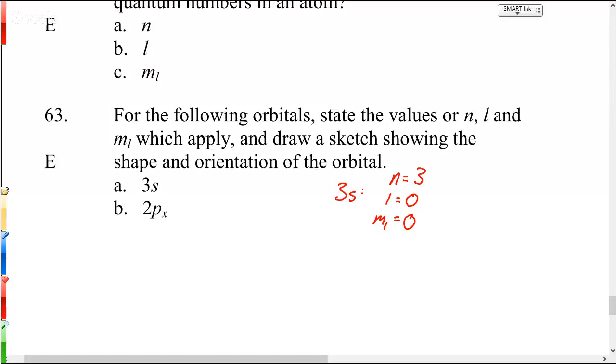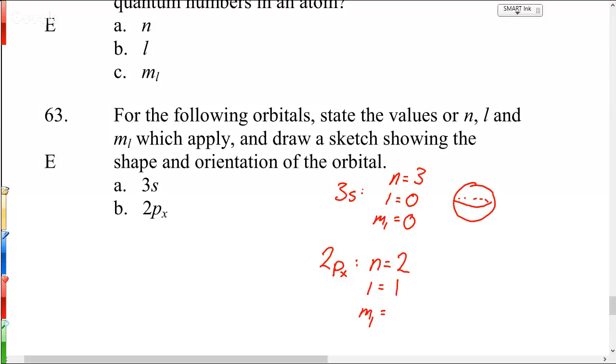And what does it look like? Yeah, that's going to be a sphere. However you want to draw a sphere. It's spherical. What about the 2px? What's n? 2. What's L? The 1. The p orbitals are 1. And what about ML?